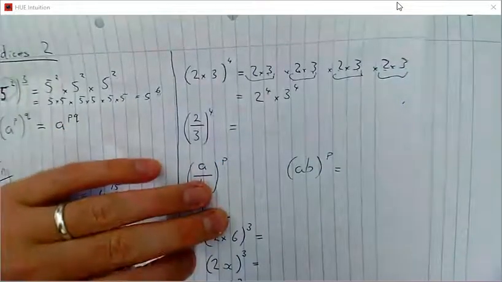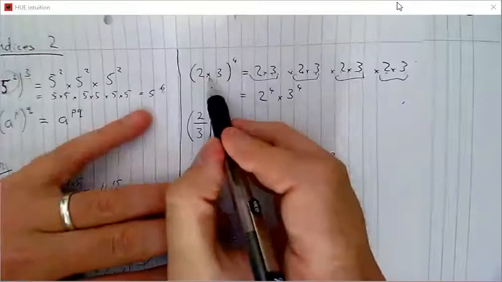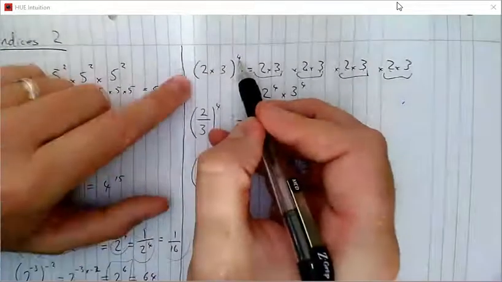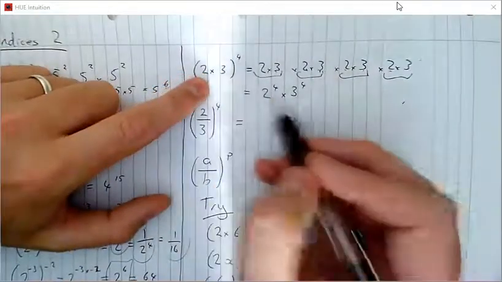Okay, so that's just saying that when you have multiplication, the index outside can be applied to both of the numbers you're multiplying.